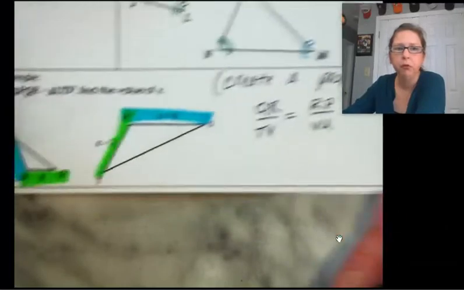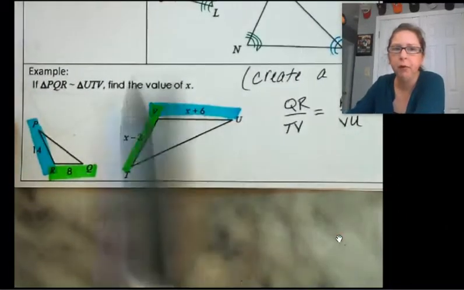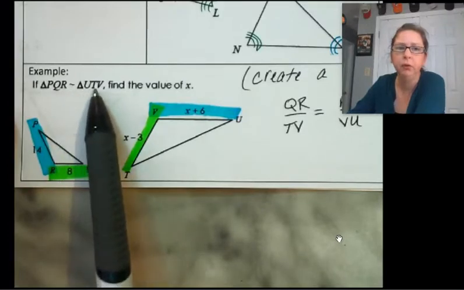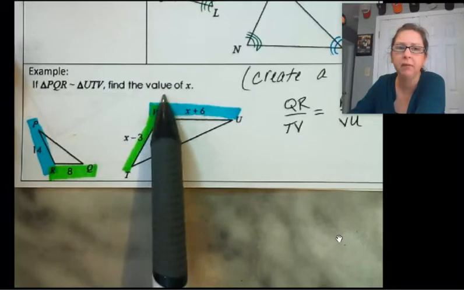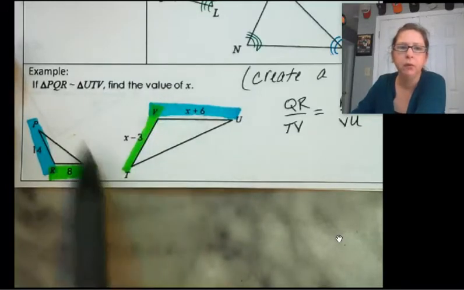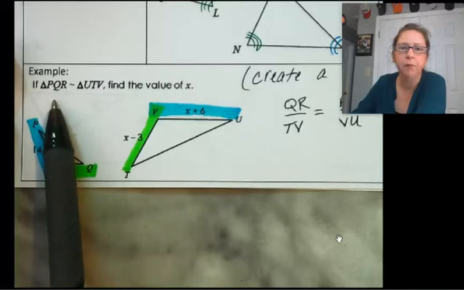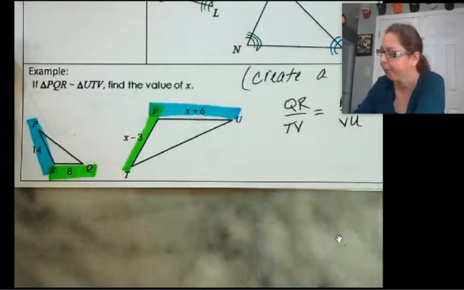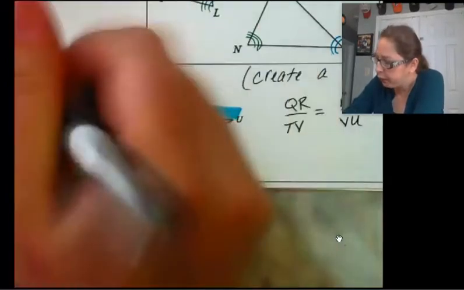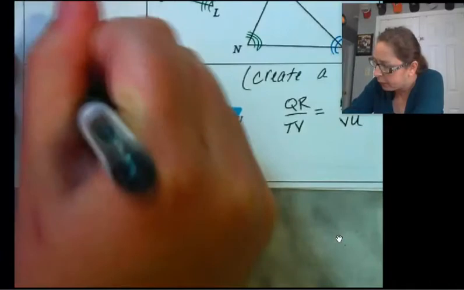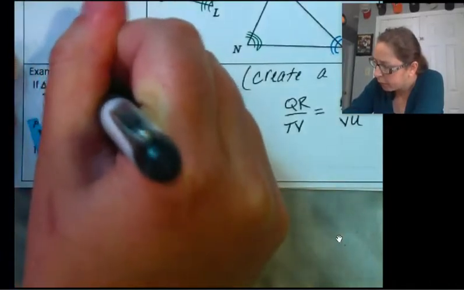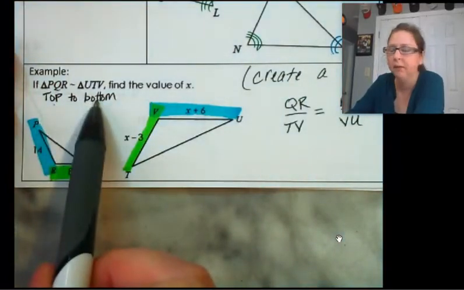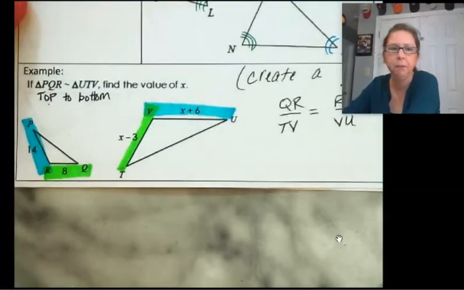Okay, so if triangle PQR is similar to triangle UTV, find the value of X. So since they gave me PQR first, that's going to have to go on top, okay? And so if you want help to remember how to set up the proportion, whatever they give you first is top, whatever they give you second is bottom. That's kind of how I do it.